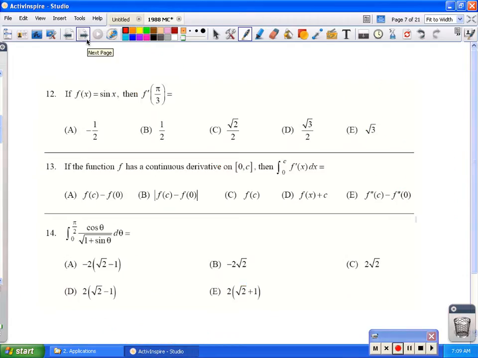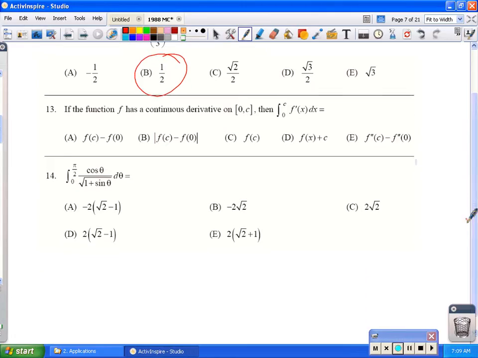Alright, moving on to number 12. Simple, find the derivative of sine, which is cosine, evaluate it at pi over 3, and the cosine of pi over 3 is 1/2.